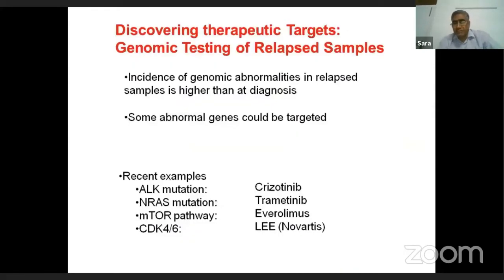So newer drugs, just a word about ALK mutation should be looked at, and if it's present, then crizotinib can be added. NRAS mutation, if it's present, you can give a drug for that. mTOR pathway, if it's present, everolimus, sirolimus are the drugs which can be given. So more and more targeted therapies can be offered in neuroblastoma.